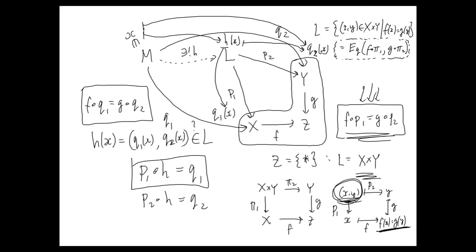So we'll have to check whether f of x is the same as g of y. That's what we'll have to check, right? f of q1 of x must be the same as g of q2 of x. Carrie, are you fine so far? Yes.